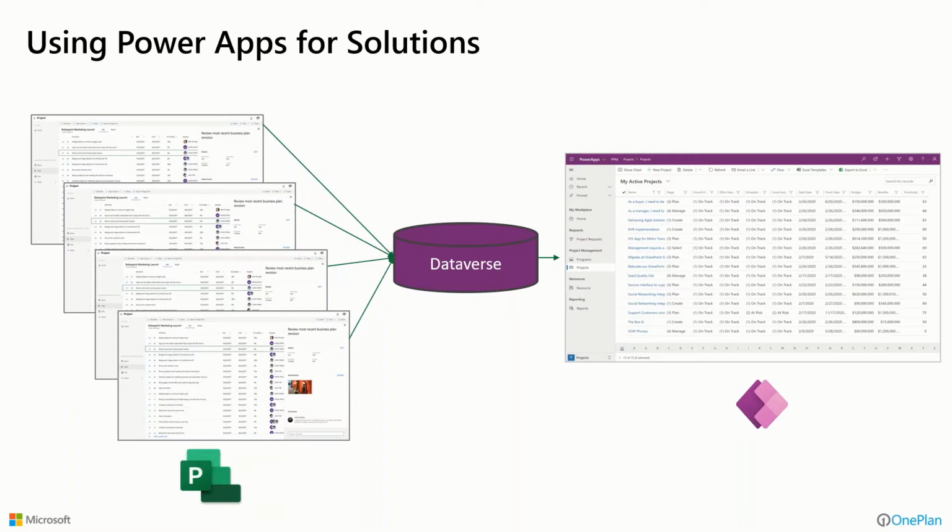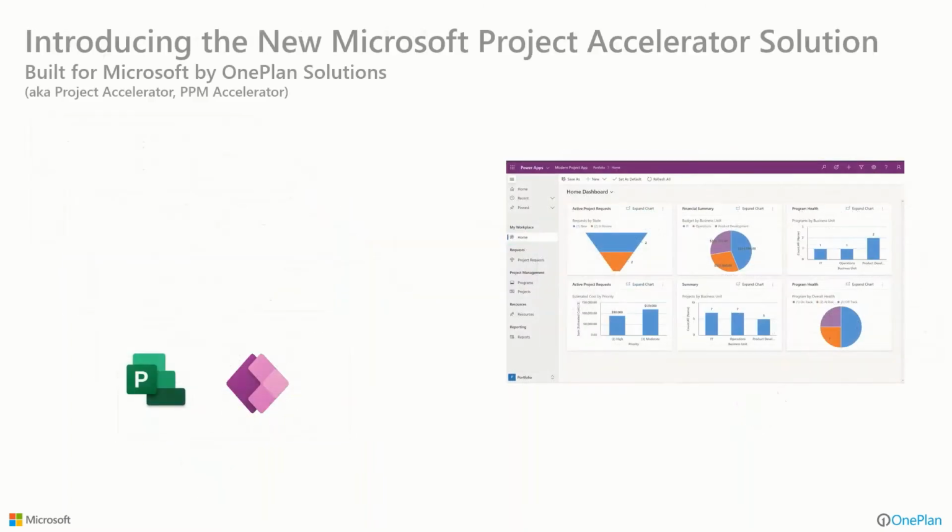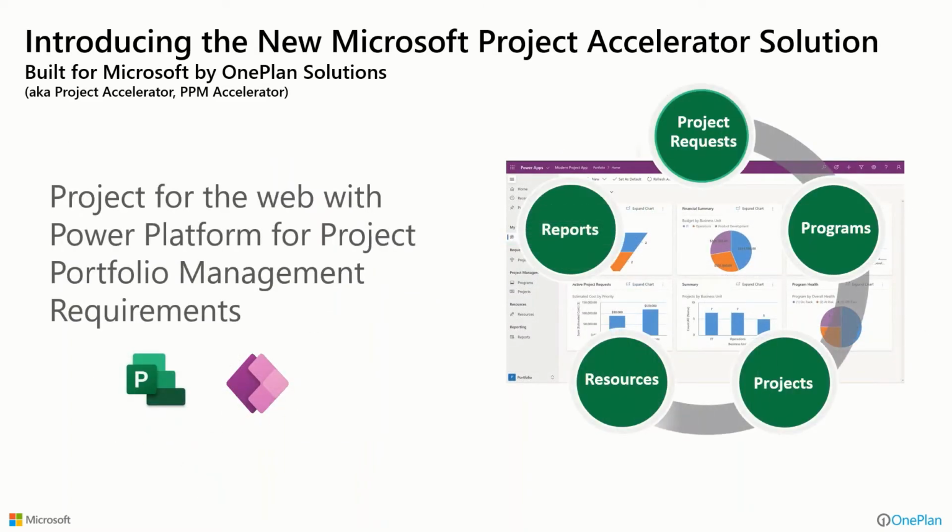Now, what we have now is Microsoft has released, and we're proud to say that OnePlan Solutions, our company, was instrumental in developing this accelerator for Microsoft. And this Project Accelerator, sometimes known as the Ppm Accelerator or the Project App, sometimes those terms are used interchangeably, provides an extension for additional project and portfolio management solution capabilities, extending the capabilities of Project for the Web by itself, adding things like project requests and programs and multiple projects in a portfolio list and resources and reporting.